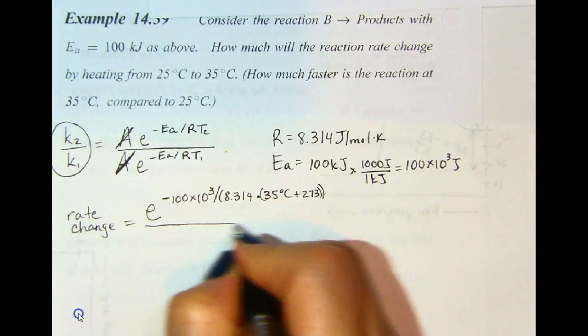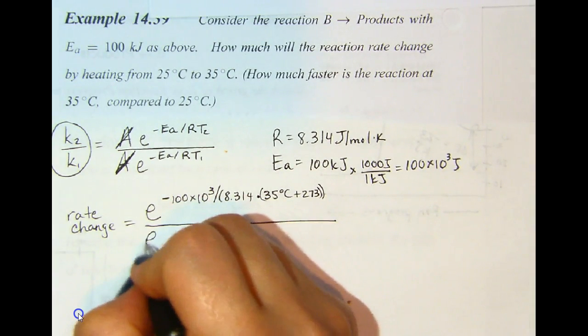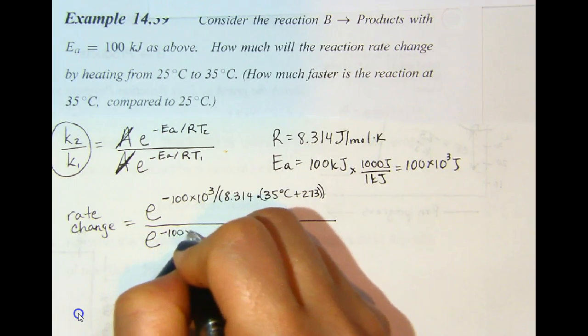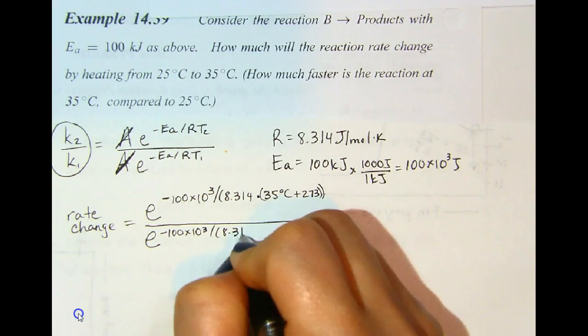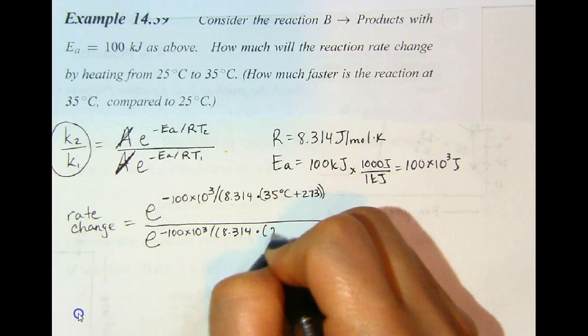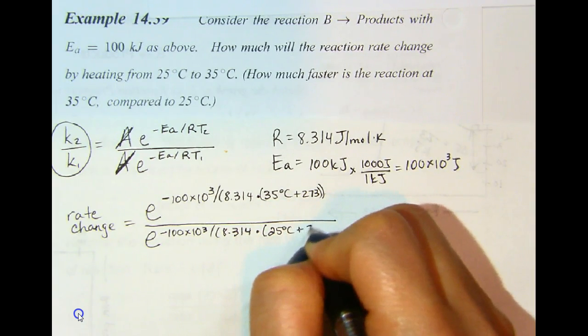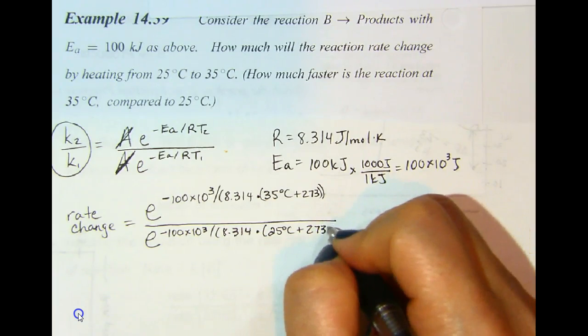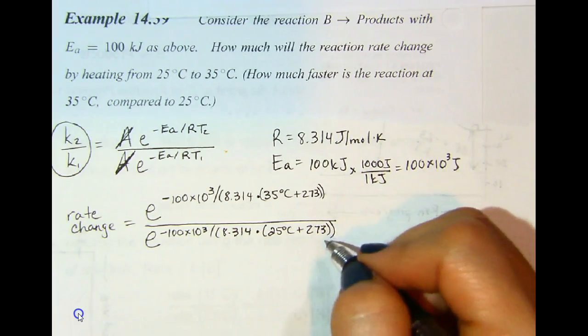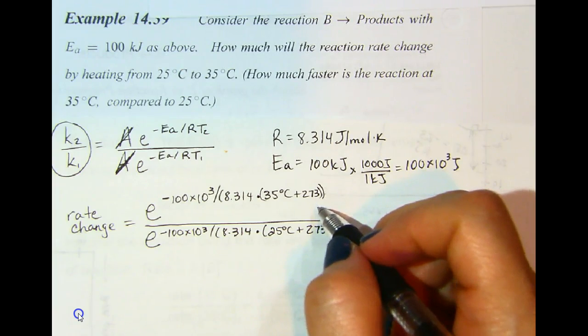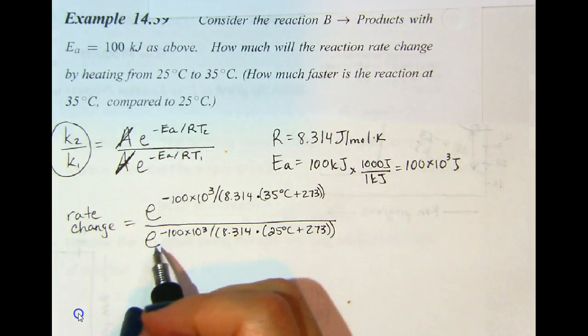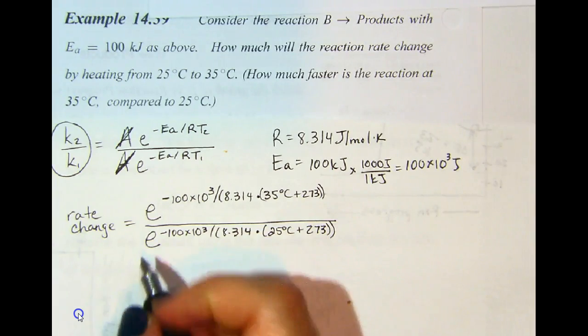And this is all going to be divided by e to the negative 100 times 10 to the 3 over 8.314 times 25 degrees Celsius plus 273 in order to make it Kelvin. I believe in the solution they use 273.15 if you want to be really specific. So now, how do we solve this?